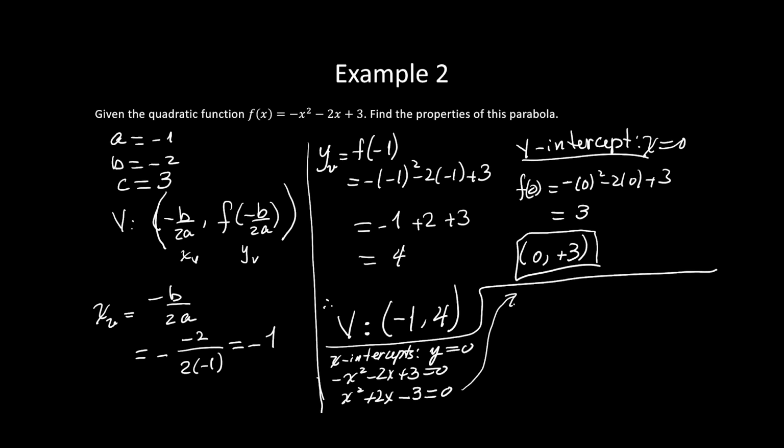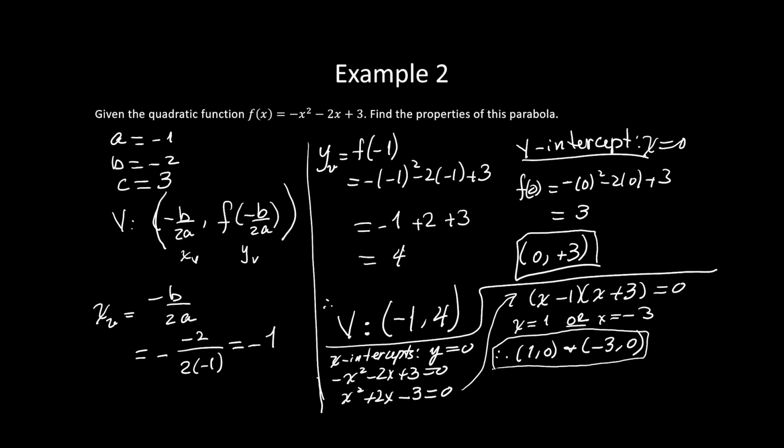Let's take it up here. We can factor this out. X minus 1, x plus 3 equals 0, which means x equals 1 or x equals negative 3. So now the x-intercepts are 1, 0 and negative 3, 0. So we found the x-intercepts and we found the y-intercept.